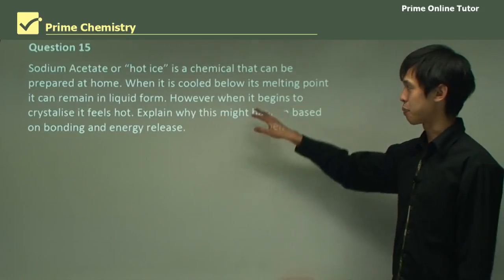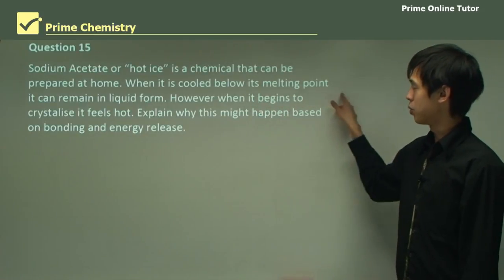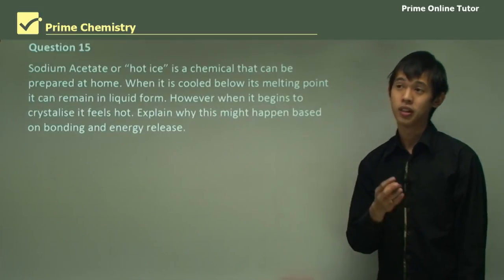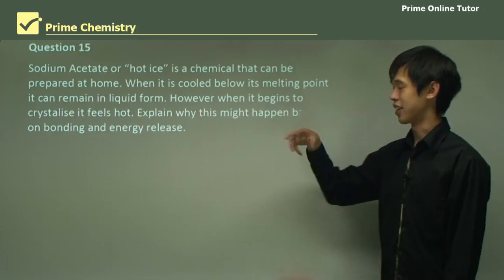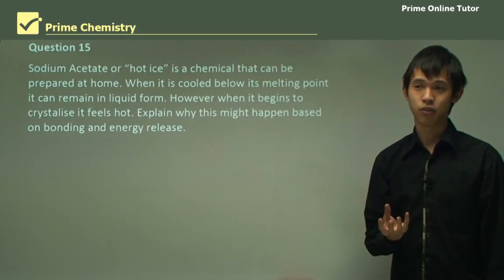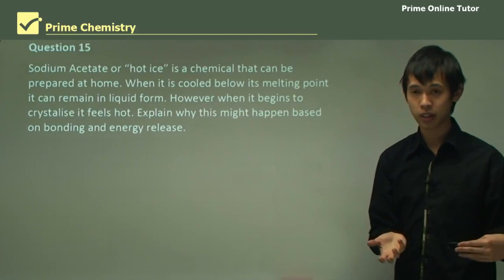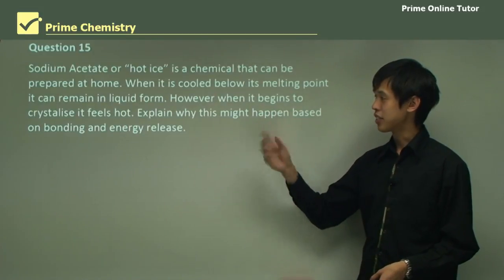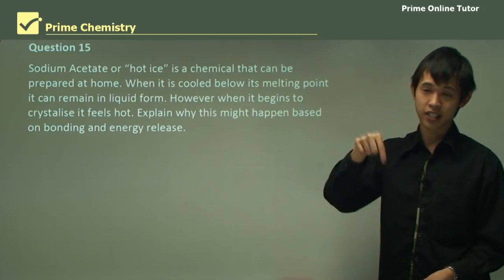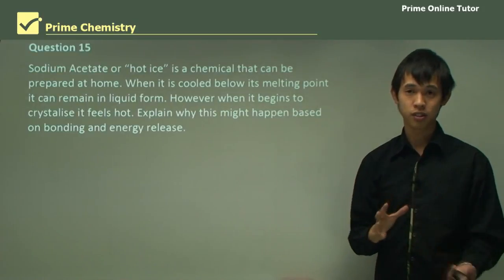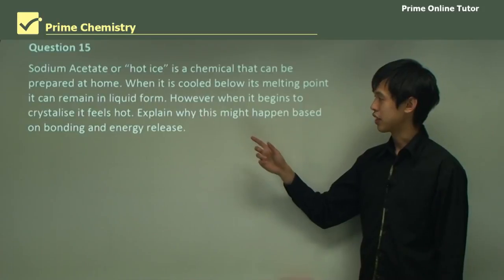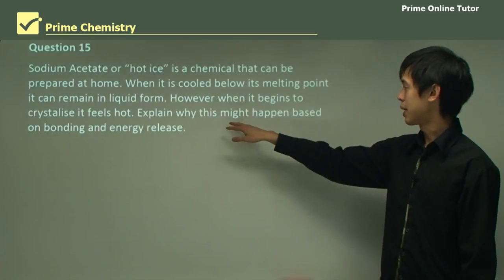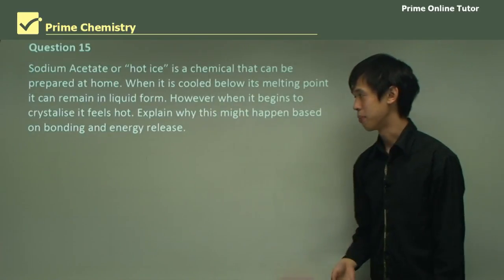So when you've prepared this sodium acetate and cool it below its melting point, it can remain in liquid form. I know that sounds really crazy, but it actually does stay that way for a little while. However, when it begins to crystallize, so if for instance you accidentally touch it and you start to form crystals, the crystals feel hot. So explain why this might happen based on bonding and energy release.